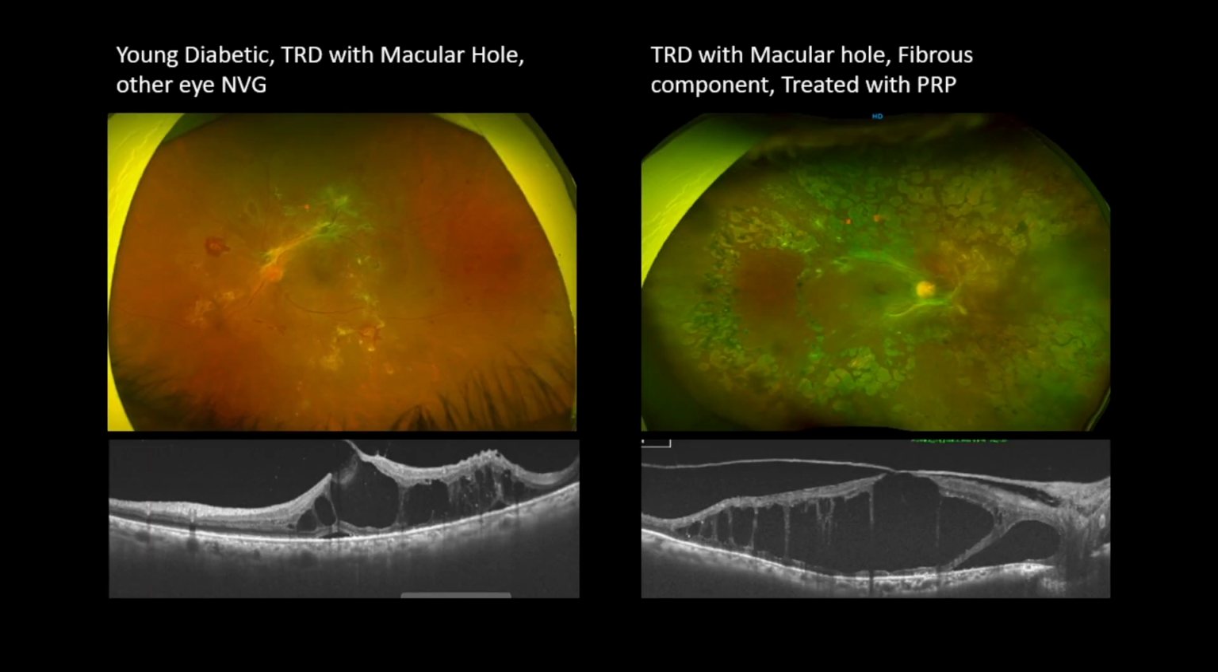Now, these two cases are tractional retinal detachment with macular hole. The first case is having fibrovascular proliferation not treated before, whereas the second case is having more of fibrous component and has already been treated with PRP. So in the second case, they can be directly taken for surgery without any injection. In the first case, we have the option to either treat with PRP and wait for the regression of new vessels, or we can use anti-VEGF with caution and then plan for surgery.